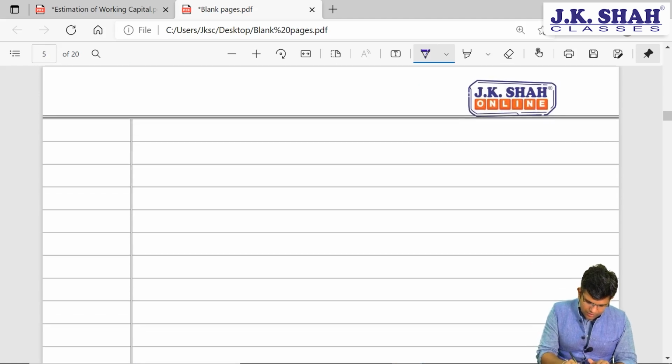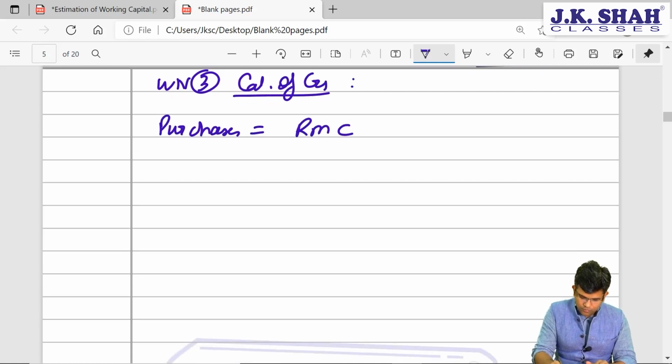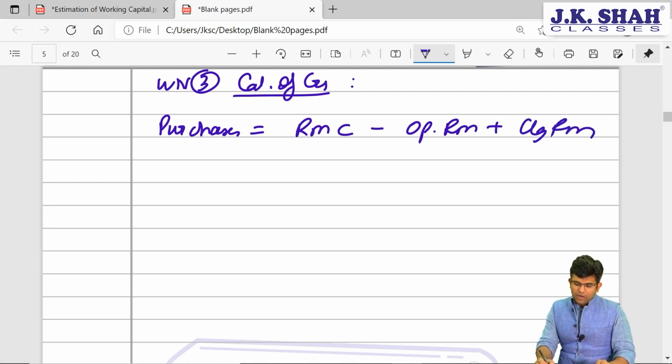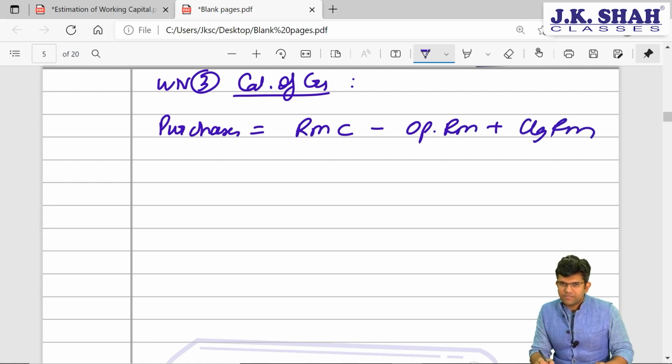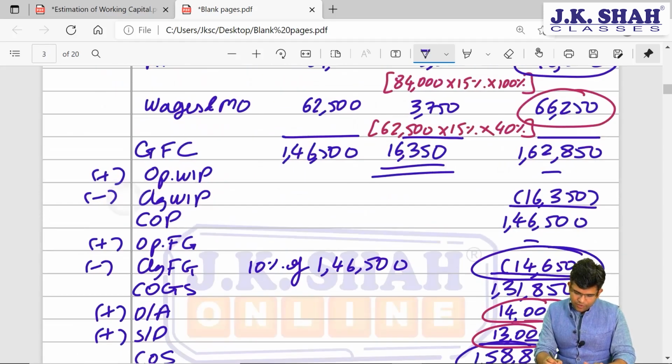So here I'll write down working note 3, calculation of creditors. Now children, we all know that purchases are nothing but raw materials consumed minus opening raw material plus closing raw material, correct? Opening raw materials have to be subtracted from RMC. Closing raw materials will be added to RMC. Now children, what was your RMC?